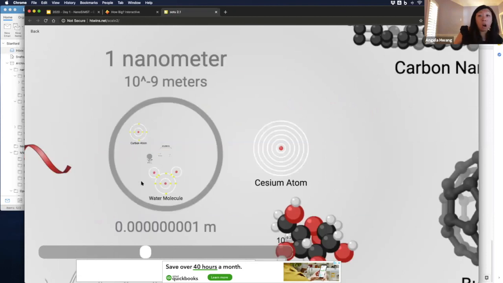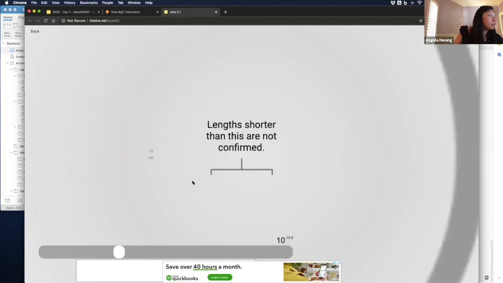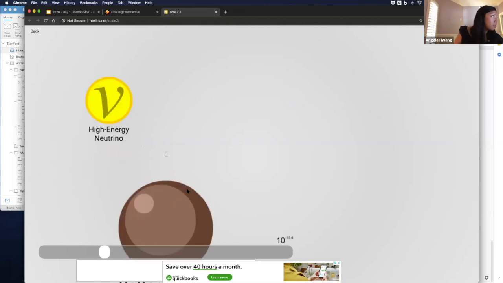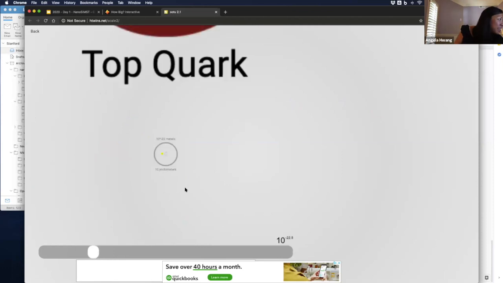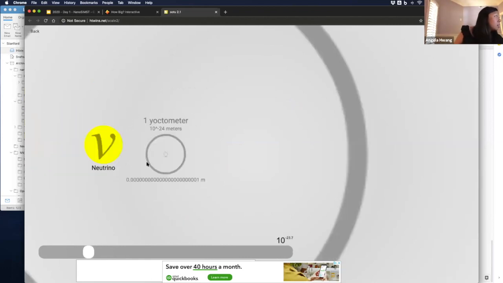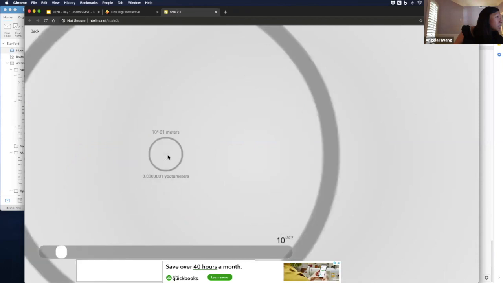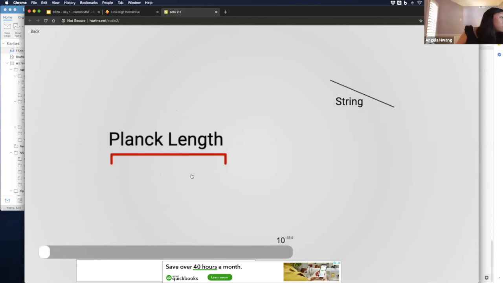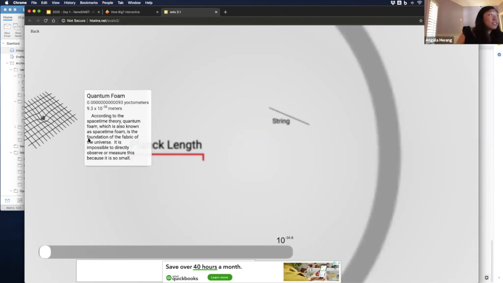And then you can keep going, which I think is crazy with this one. You can keep going to, let's see, these quarks, which are parts of atoms. I don't even know what these are. Yoctometer? Oh my goodness. Okay, what's this? Neutrino, right? Oh my God. Where's the end? Oh, Planck length. Wow, you're really doing that. Okay. Oh, quantum foam. I don't even know what this is.